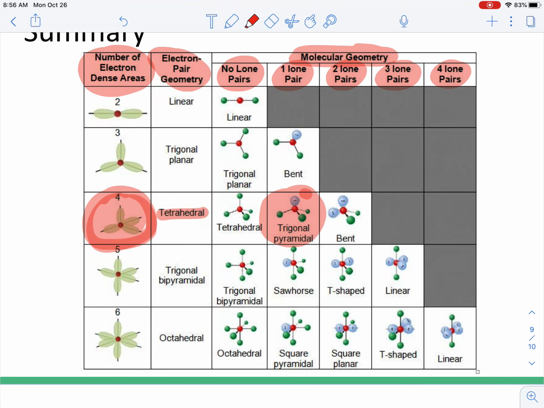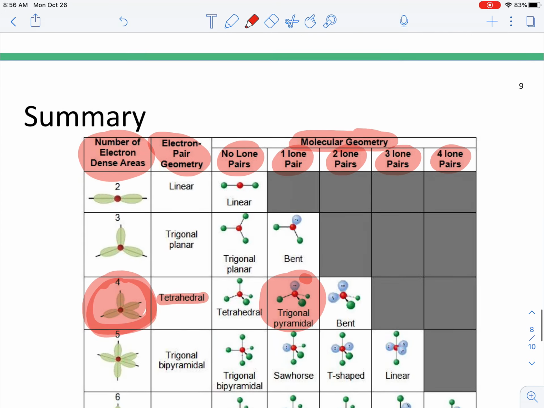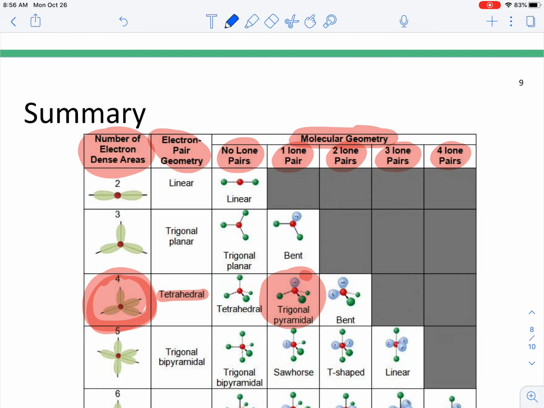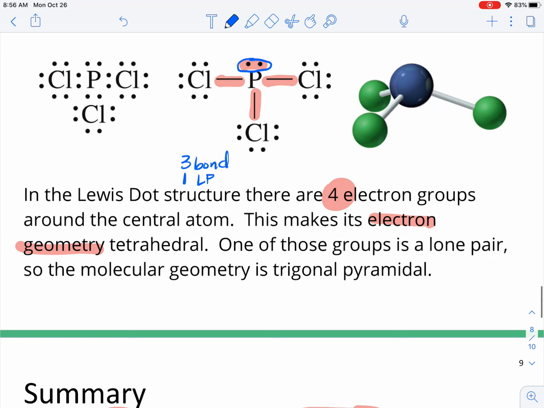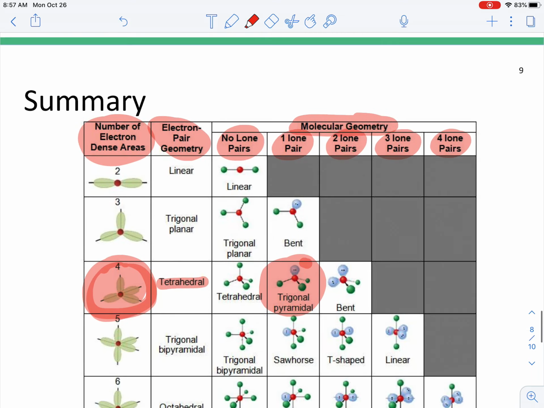All right, so those 3 chlorine atoms would be represented by these blue dots here, and then the lone pair would kind of stick up into space. So trigonal pyramidal. The ones at the bottom make a 3D little pyramid with 3 sides on it. All right, so again, that's where this comes in. One of those groups is a lone pair, so the molecular geometry is trigonal pyramidal.